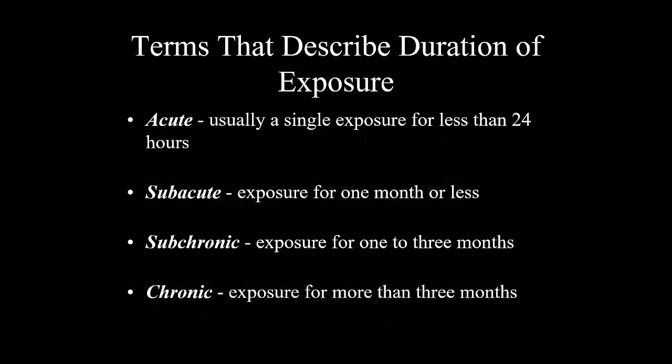Another element to the impact of exposures is the duration of exposure. Basically, how long are you exposed for? These are a few terms that we need to know. Acute exposure, which is usually a single exposure for less than 24 hours. Subacute exposure is when the exposure is for a month or less. Subchronic exposure, which is exposure for 1 to 3 months, and chronic exposure, which is exposure for more than 3 months.